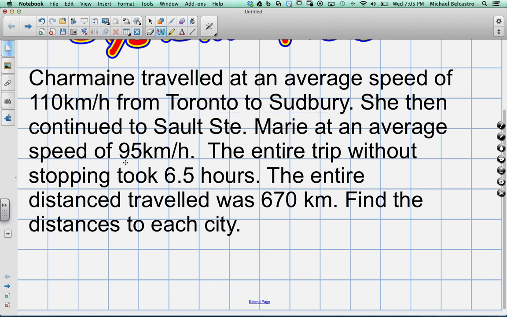So she then continued to Sault Ste. Marie at an average speed of 95 kilometers an hour. The entire trip without stopping was 6.5 hours. The entire distance traveled was 670 kilometers. Find the distances to each city. A lot of info, so I want to do this again.